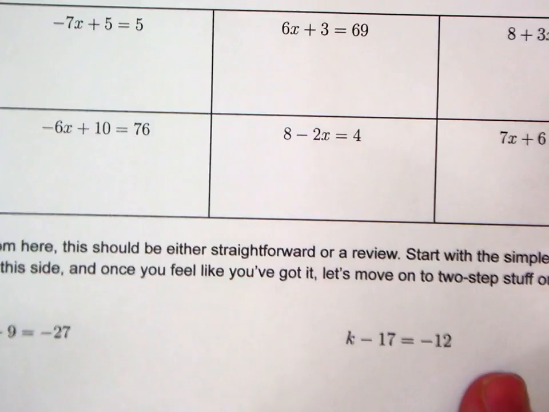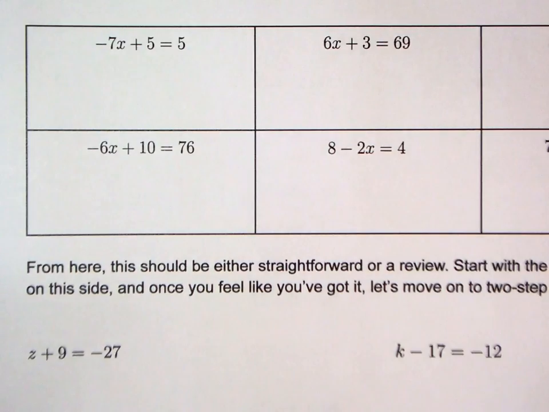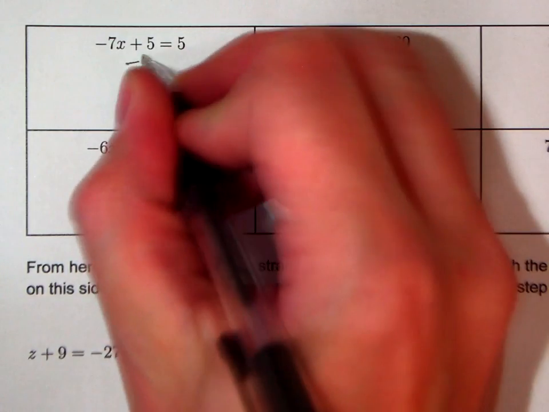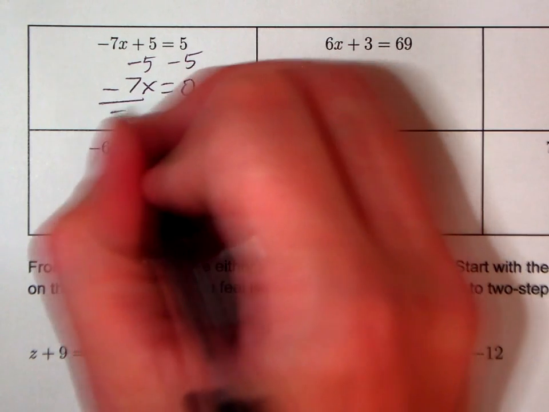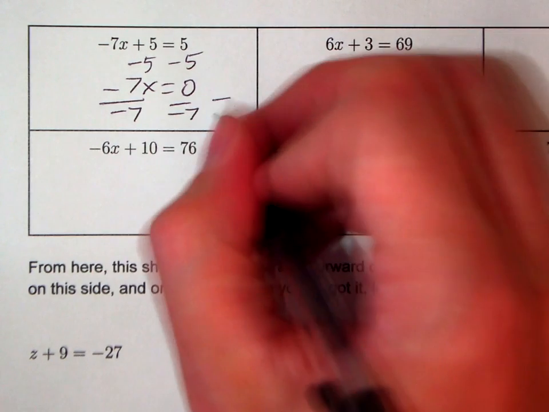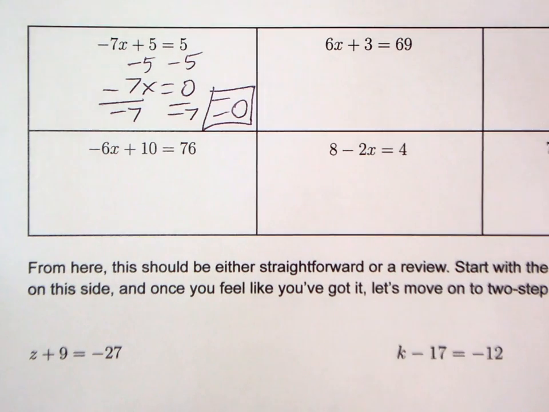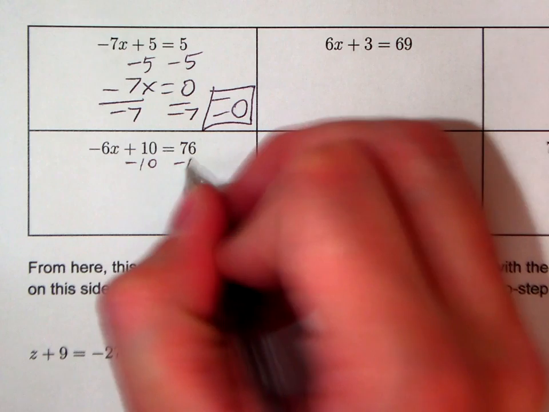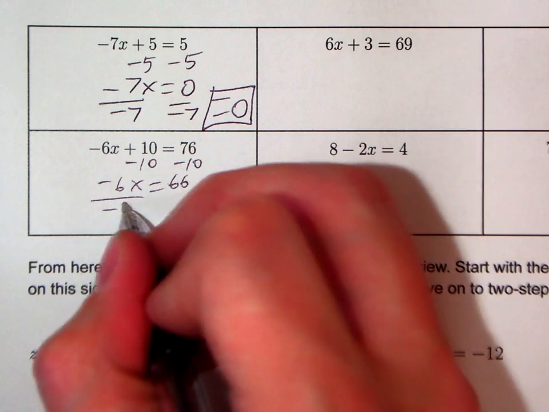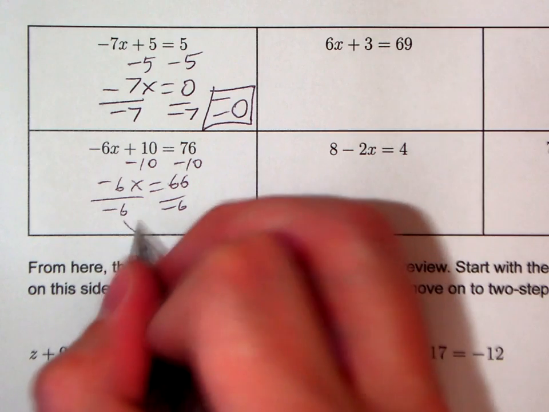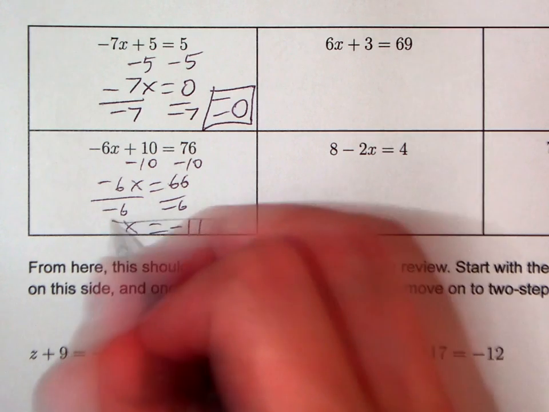So now we're looking at two-step equations, and we do this in the reverse order of operations, just like we've been practicing. So the first thing we do is subtract 5 from both sides, and we get negative 7x is equal to 0. And then we divide by the coefficient, which still will give you 0 in this case. If we go down 1, we'll subtract 10 from both sides, and we end up with negative 6x is equal to 66. When we divide by negative 6, we get x is equal to negative 11.